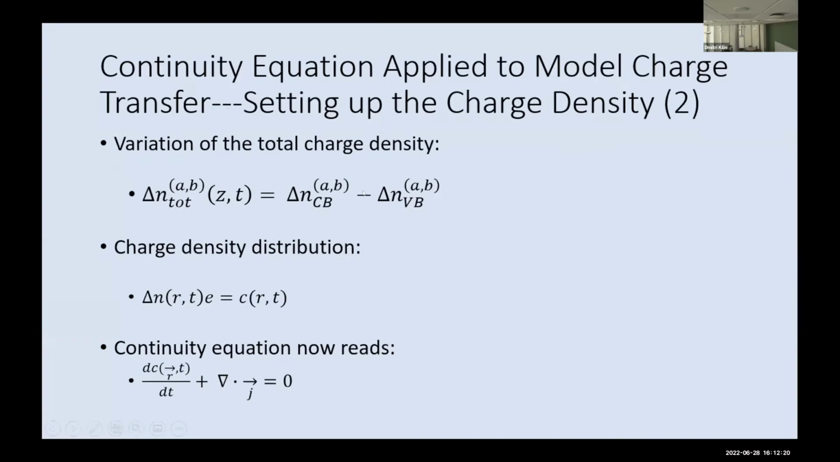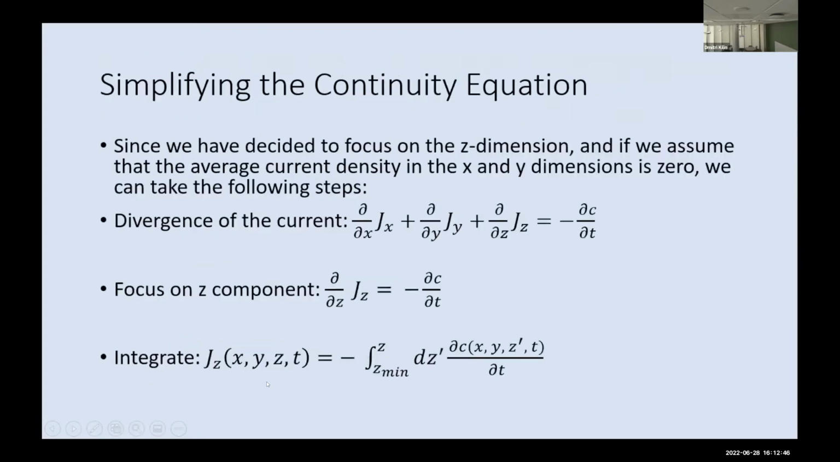From there, once we have the partial density of our conduction band and our valence band, we take the difference of those to get our total charge density. We multiply that by the Coulomb electron charge, I think, and then we have the charge distribution that we'll put into our continuity equation.